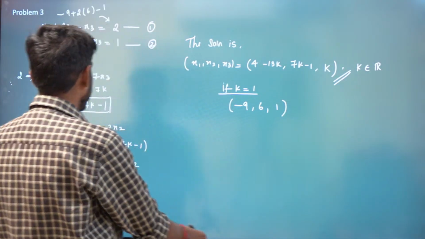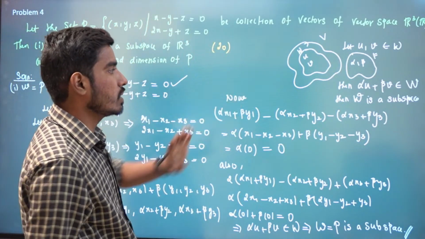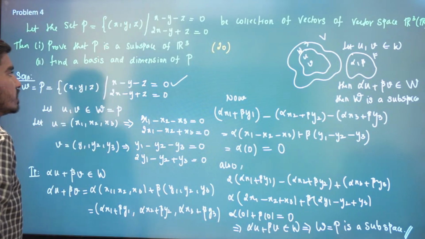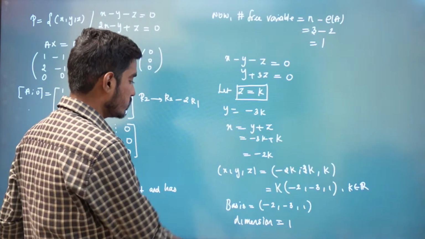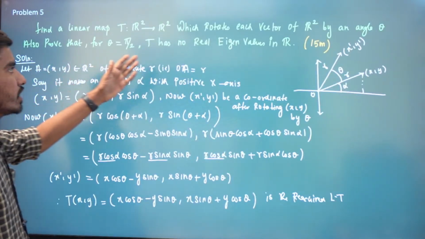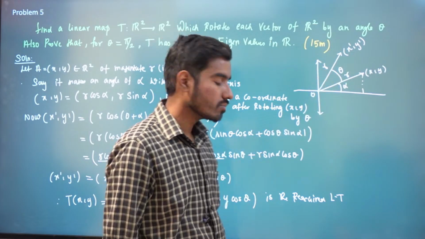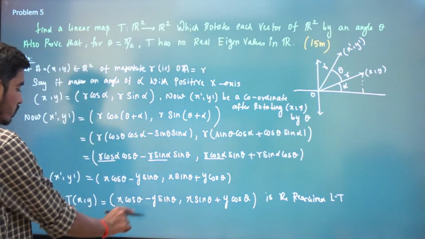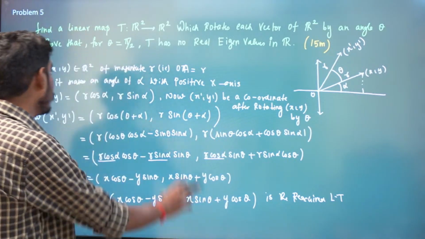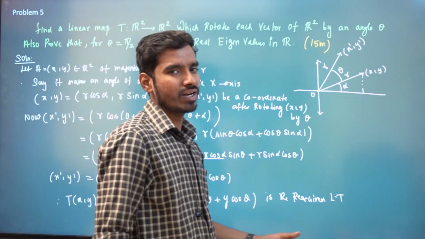Sorry for that. And then we have proved that this is a subspace. So by the definition of subspace, we have proved the first part. The second part is to find the basis and dimension. So the basis turns out to be this, and the dimension is 1. And then the last problem is we need to find a linear map that rotates x comma y by an angle theta. Now we need to prove if theta is equal to pi by 2, T has no real eigenvalue. It has 15 marks, right? But how simple it is, right?